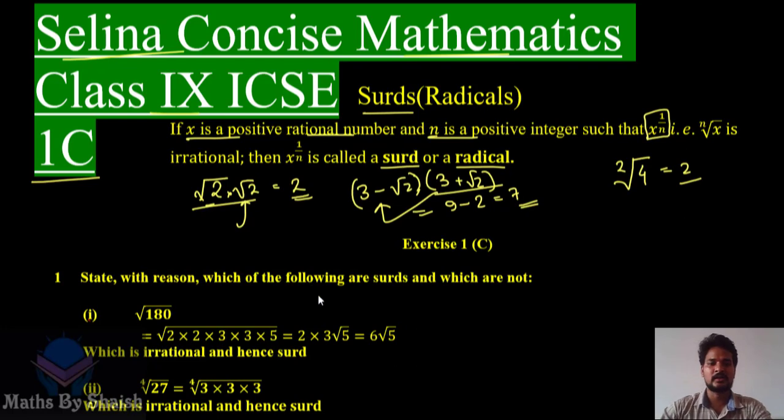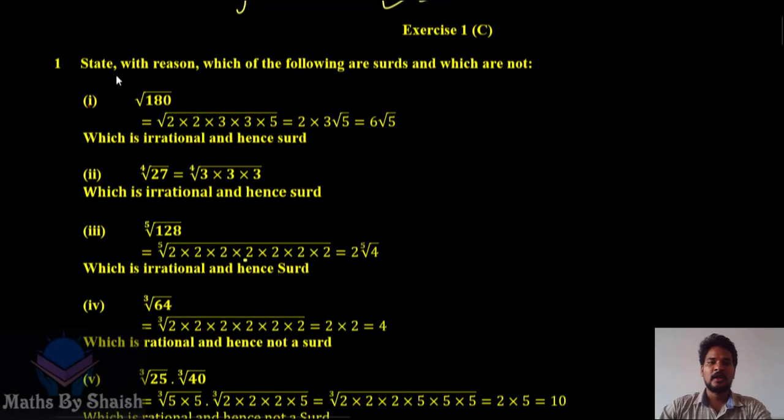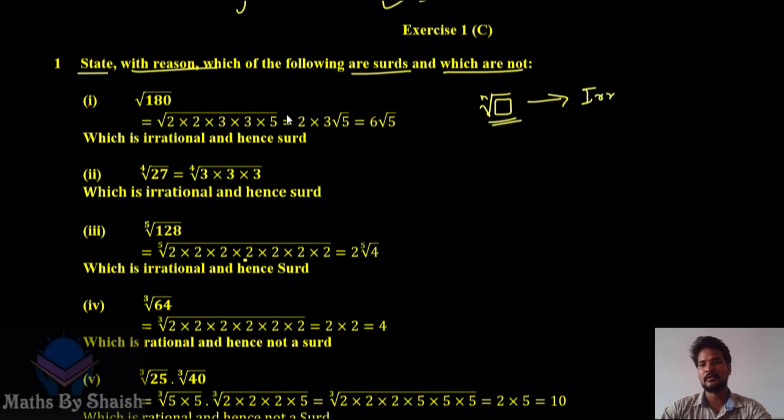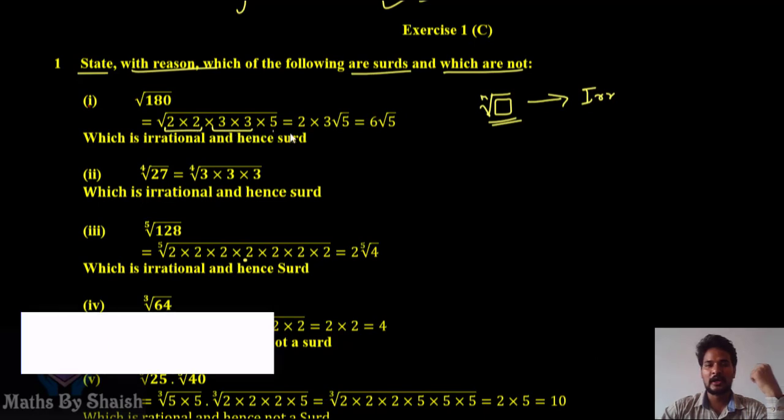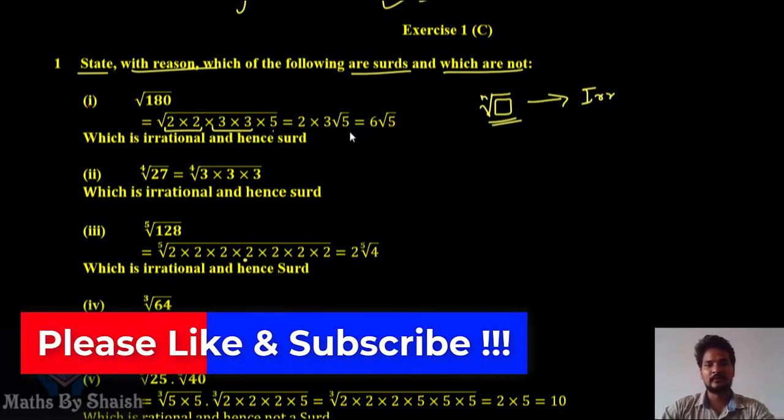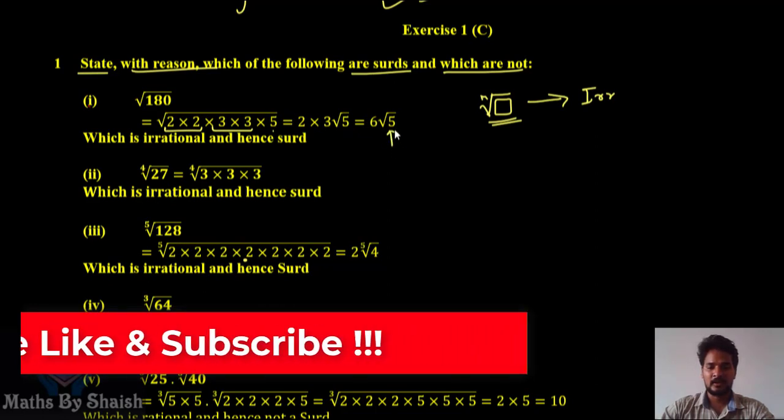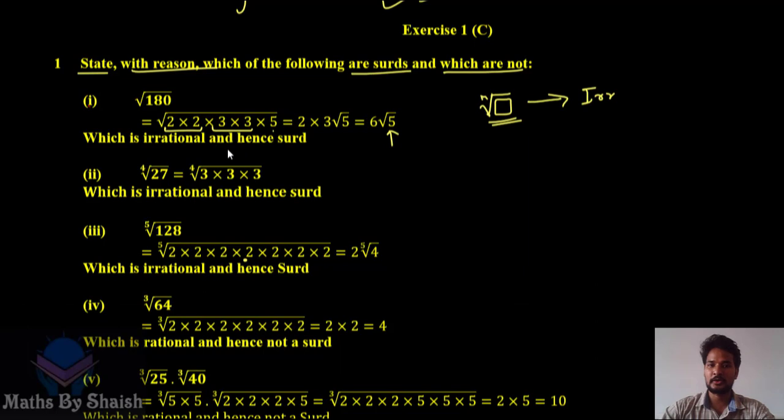So let's discuss the exercise 1C. Question number 1. State with reason which of the following are surds and which are not surds. So surd, we know that in the nth root there should be some positive rational number which makes it irrational, then only it is going to be a surd. So 180, in order to check whether it is rational or not, we have to do the prime factorization, and 180's prime factorization is 2 into 2, 3 into 3 into 5. So 2 and 3 will come out, but root 5 is there, which is of course an irrational number, and 5 is a positive rational number, that's why it is going to be a surd.